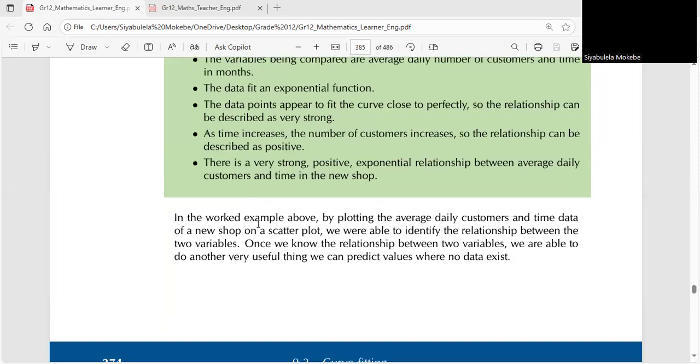So in the worked example above, by plotting the average daily customers and time data of a new shop on a scatter plot, we were able to identify the relationship between the two variables. Once we know the relationship between two variables, we are able to do another very useful thing. We can predict values where no data exists.